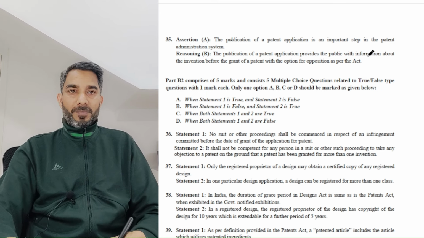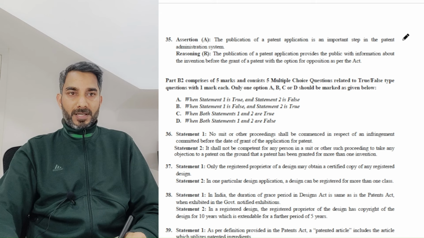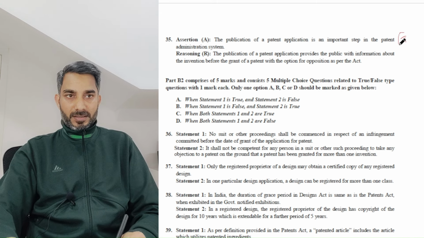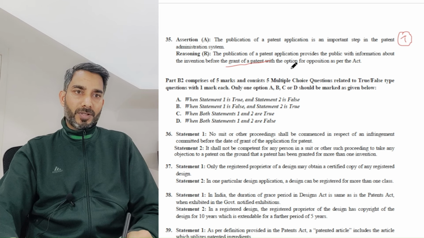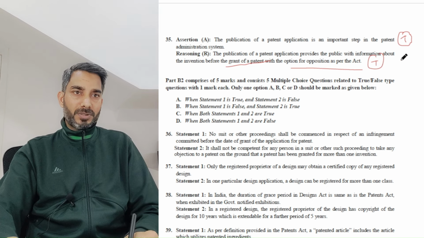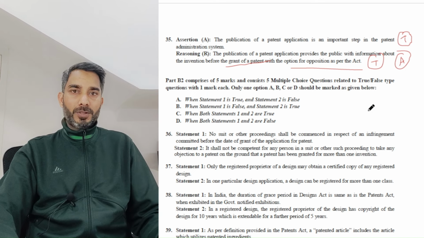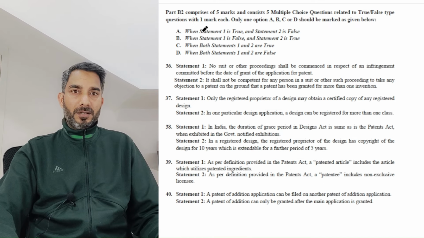The publication of a patent application is an important step in the patent administration system. Yes, beyond this only opposition happens. The publication of patent application provides the public with information about the invention before the grant of a patent with the option for opposition of that. Perfect, true. So let's put again A as the answer here. 35 A. Moving to next section. True, false, false, true, 1, true.